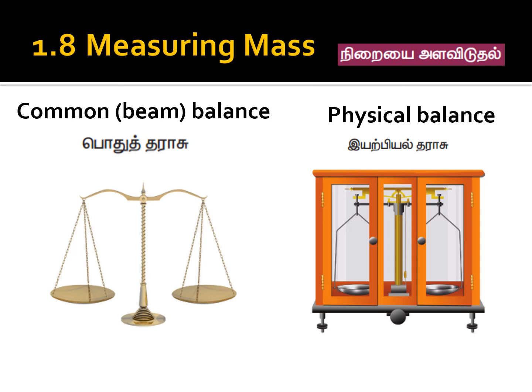Physical balance. This balance is used in the labs and is similar to the beam balance, but it is a lot more sensitive and can measure the mass of an object correct to milligrams. The standard reference masses used in this physical balance are 10 milligrams, 20 milligrams, 50 milligrams, 100 milligrams, 200 milligrams, 500 milligrams, etc. up to 200 grams.